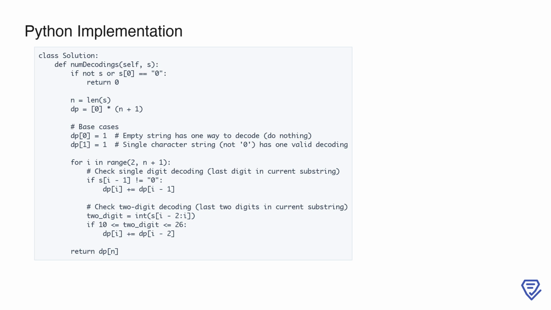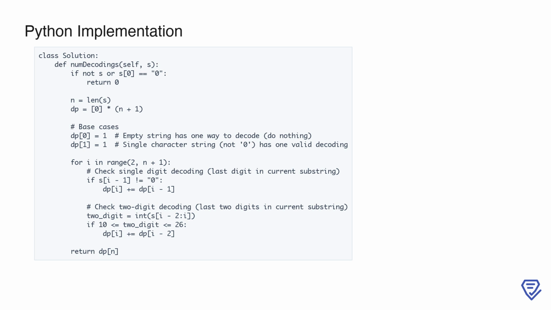The base cases are set as follows: dp[0] equals 1, representing one way to decode an empty string, do nothing, and dp[1] equals 1, representing one way to decode a single non-0 character. The loop then iterates from i equals 2 to n.